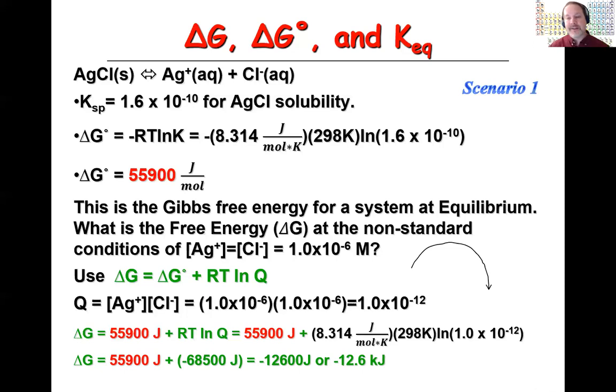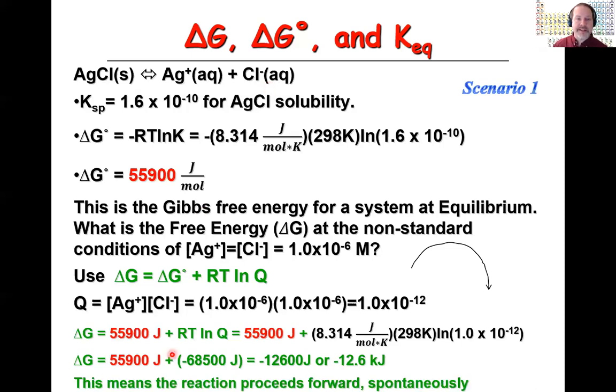The important thing here is that it's a negative number, which also means, as I've written the chemical reaction, the silver chloride solid going to the silver ions here, that the reaction is spontaneous in the forward direction. So that's very important. That's our last note on this particular situation right here. With these two concentrations, they're very low, and so the reaction wants to go forward to dissolve the solid.